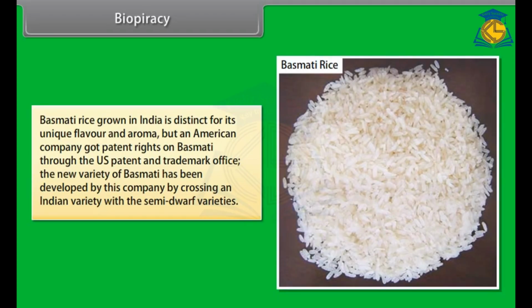Basmati rice grown in India is distinct for its unique flavor and aroma, but an American company got patent rights on Basmati through the US Patent and Trademark Office. The new variety of Basmati has been developed by this company by crossing an Indian variety with the semi-dwarf varieties.